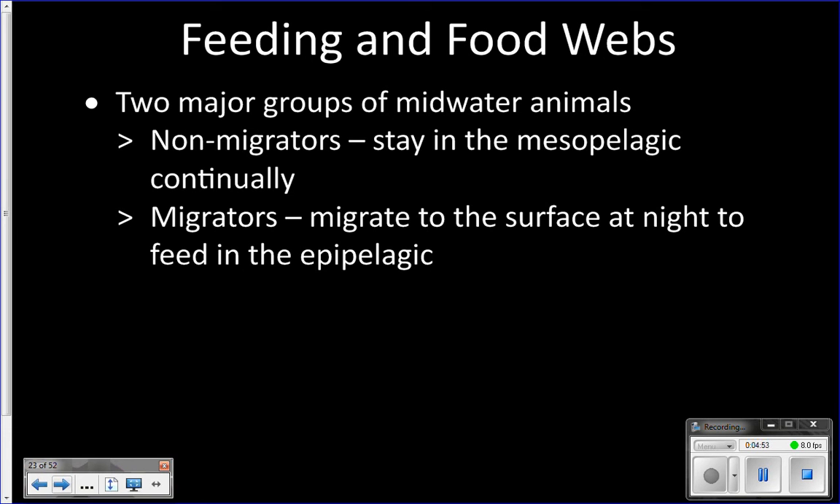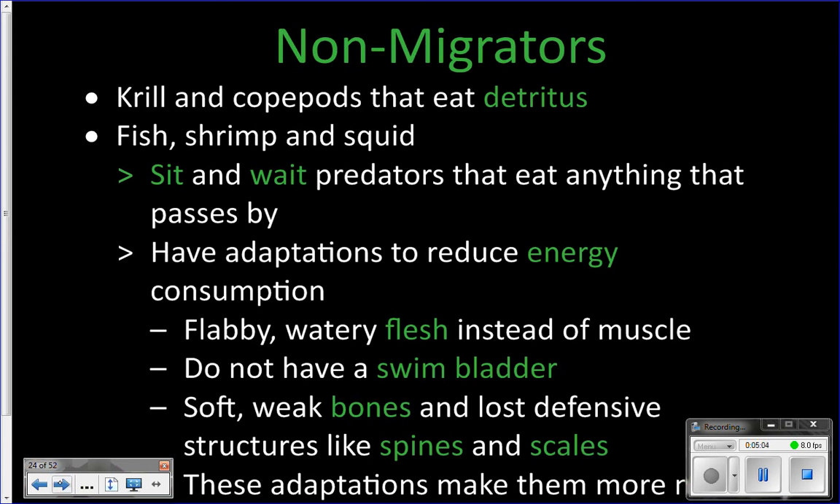Non-migrating animals are going to spend their entire lives here in the mesopelagic zone. So they're not going to migrate up to the surface waters to feed. Because they are different, they're going to have different adaptations. So non-migrating fish, well, first of all, copepods and krill are going to eat the detritus, the marine snow that's drifting down from above.